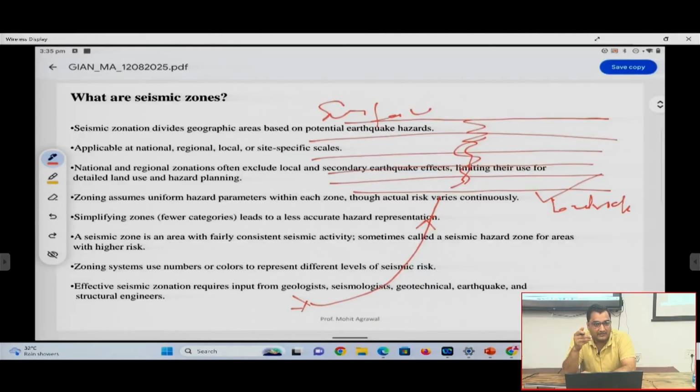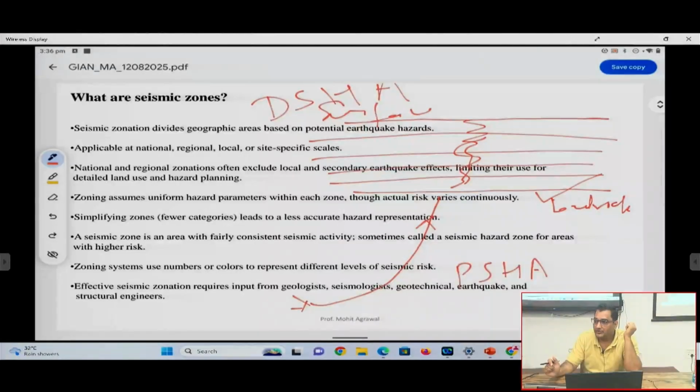So the first step that you are going to do is seismic hazard analysis, in short also known as SHA. In that particular step, there are two things you can do. Either you can use the deterministic seismic hazard analysis, also known as DSHA, or there is another technique, PSHA.